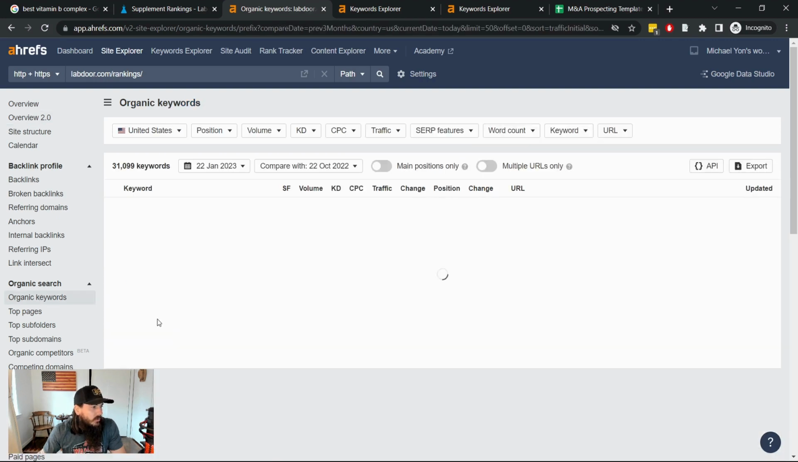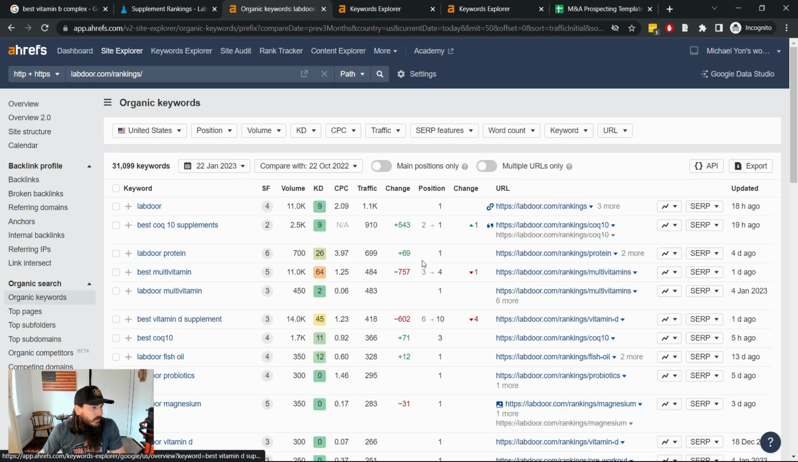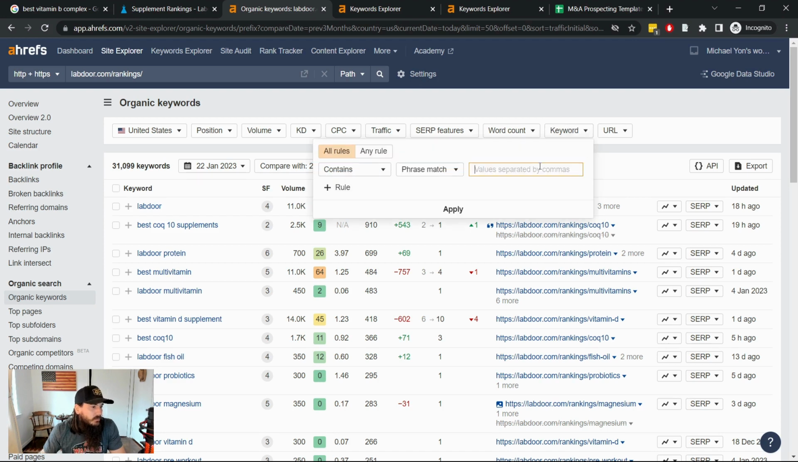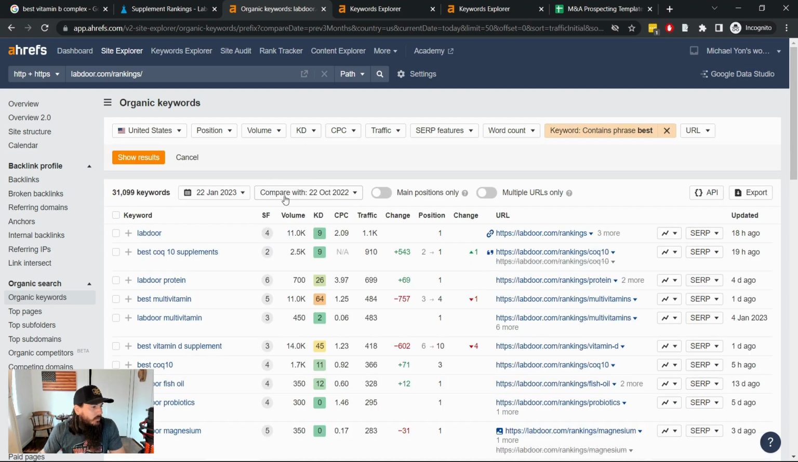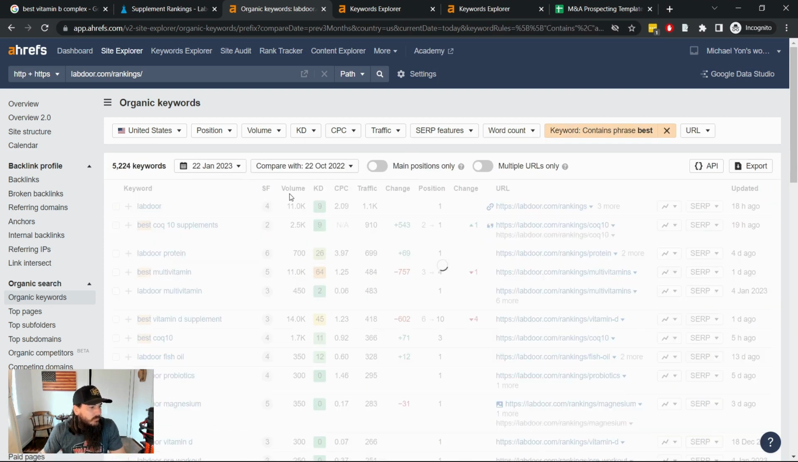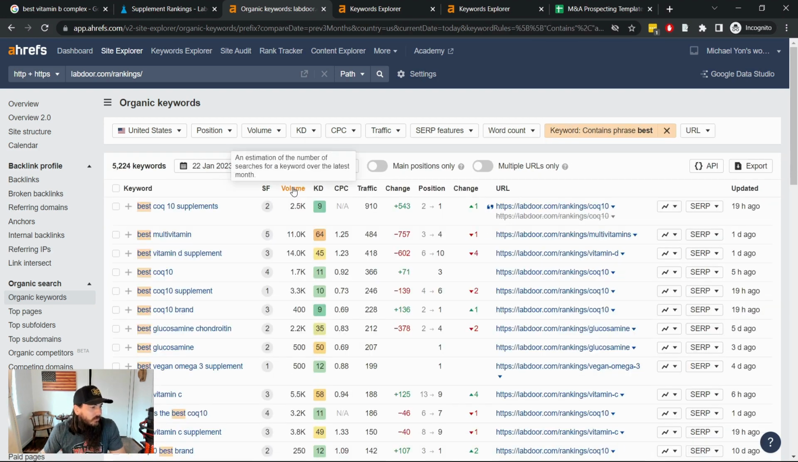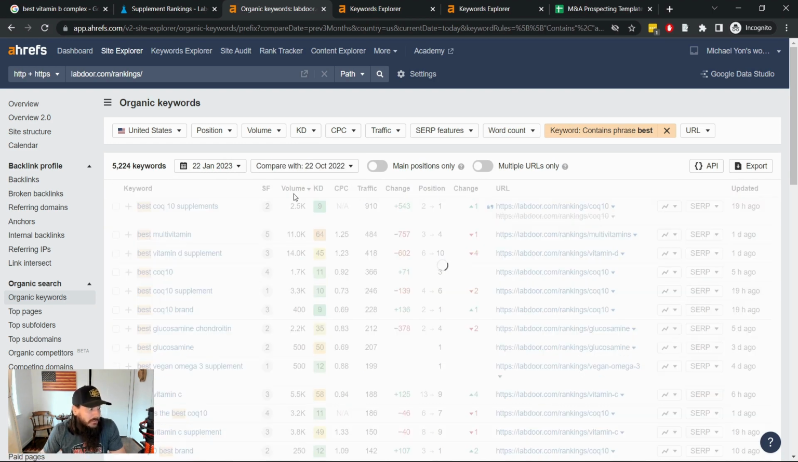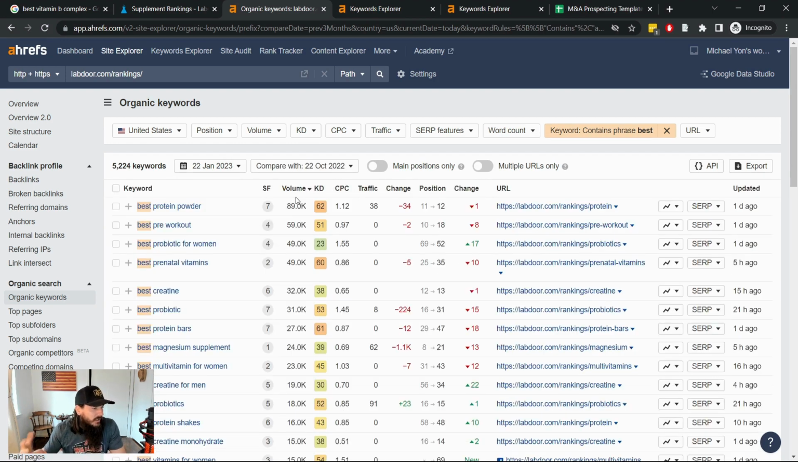Come over to their organic keywords report, and then let's say I want to find all of the other affiliate sites that are in the best of category or writing a lot of that style of content within the supplements niche. So we're just going to, under the keyword filter here, type in best, hit apply there, show results. And then we're going to sort by volume here. This site kind of got crushed recently in terms of traffic, but don't really care just because we're going to be sorting by total volume to really just get the biggest keywords in the category that they have pages for.